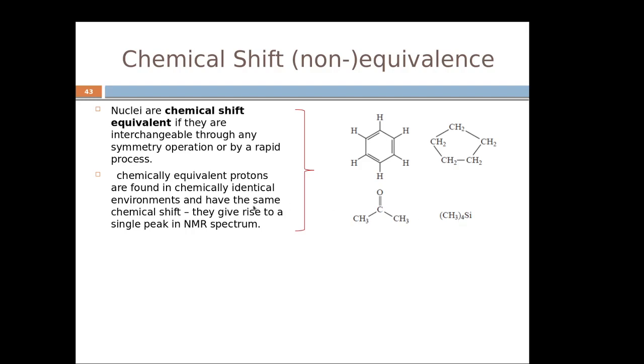Okay, such a set of protons which are in chemically similar environments and give the same peak at exactly the same frequency are called chemical shift equivalent protons.